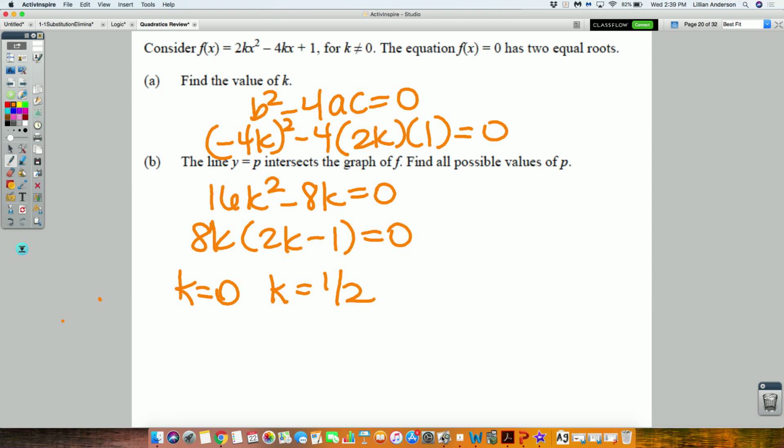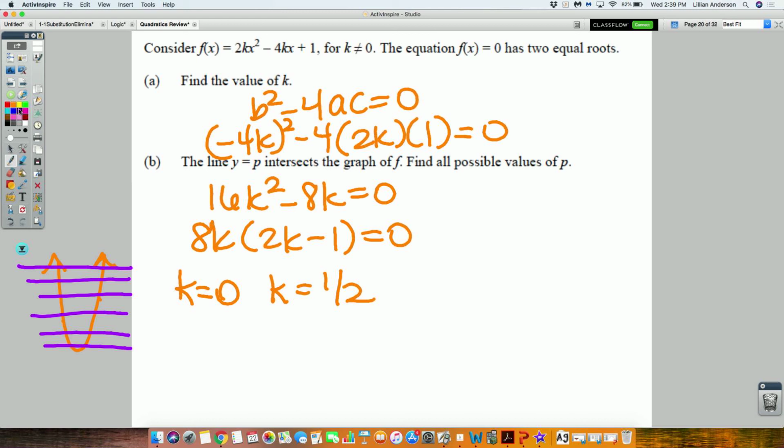Now it says the line y equals p intersects the graph of f of x. Find all possible values of p. So it's basically saying, you got this quadratic that's pointing up, and then there's a line that's intersecting the graph, and you're trying to figure out what are the values of p that can intersect this graph. So you have all these lines.